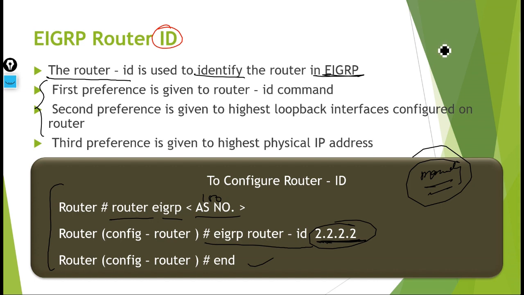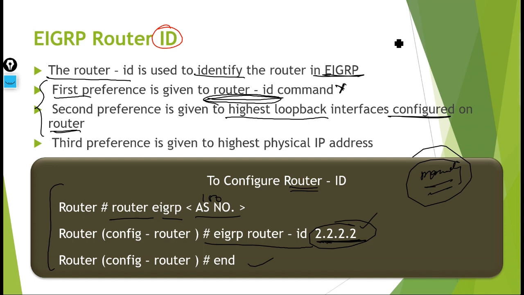If you remember, in our previous demo, we haven't configured any kind of EIGRP router ID. If you do not configure EIGRP router ID manually, then what happens? See the preferences for that, very important. The first preference is given to the router-id command. If you configure the router ID command manually, it will choose this as the router ID. What happens if you haven't configured this command? Then routers will go for the second preference, where it will check the highest loopback interface configured on the router. Highest loopback IP address will become the router ID of your router automatically.